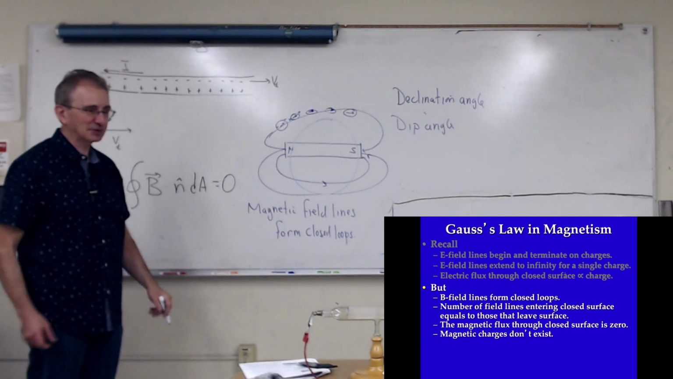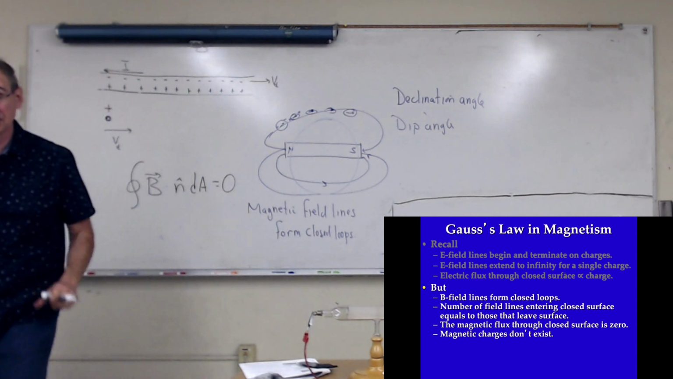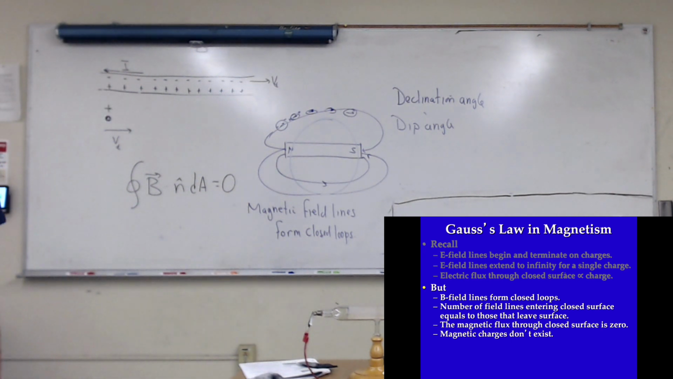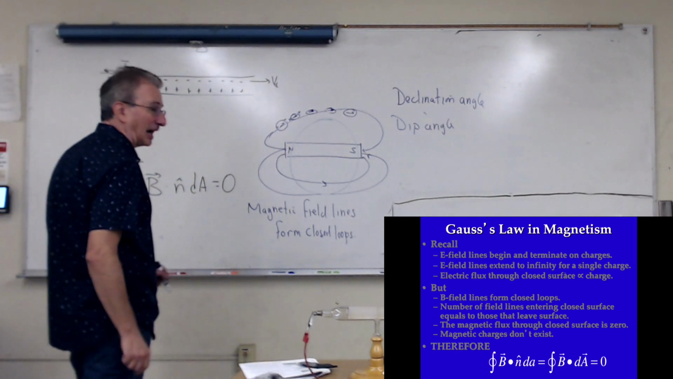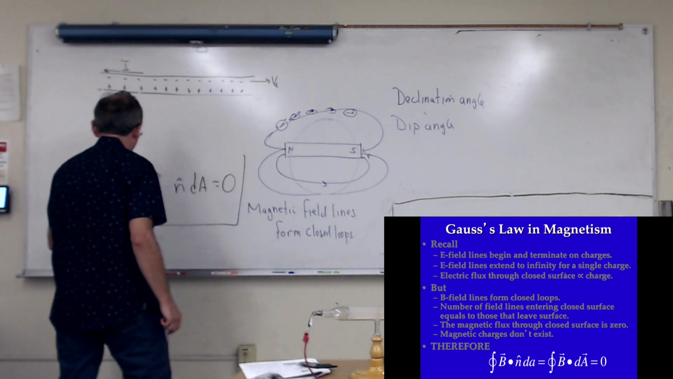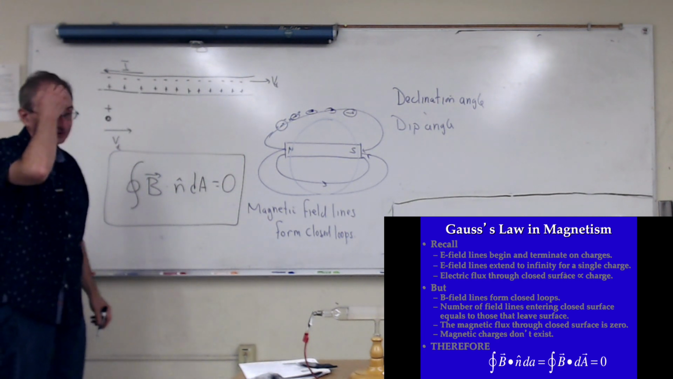There's no such thing as a monopole, okay? It's different from the electric field. That's the big difference, okay? So this is really Gauss's law for magnetism. It's very easy. That integral is zero.